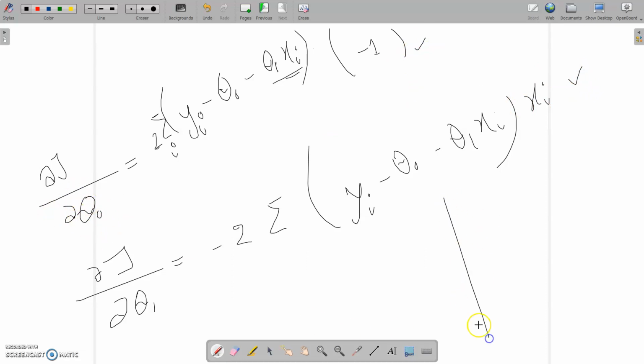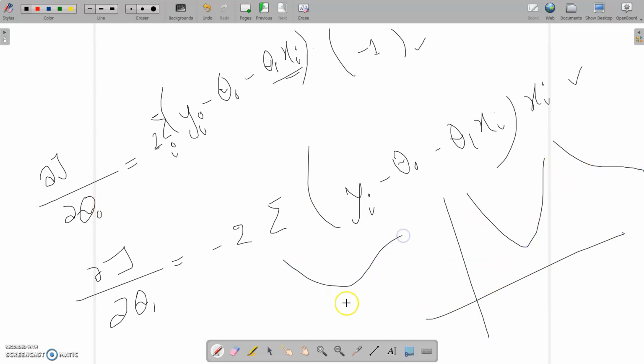The curve can look like this, it can look like this, any shape. You want to find the minima of that curve. That is the optimization problem. How do you find the minima? You set this equation to 0, you set this equation to 0, because at the minima the gradient will be 0.